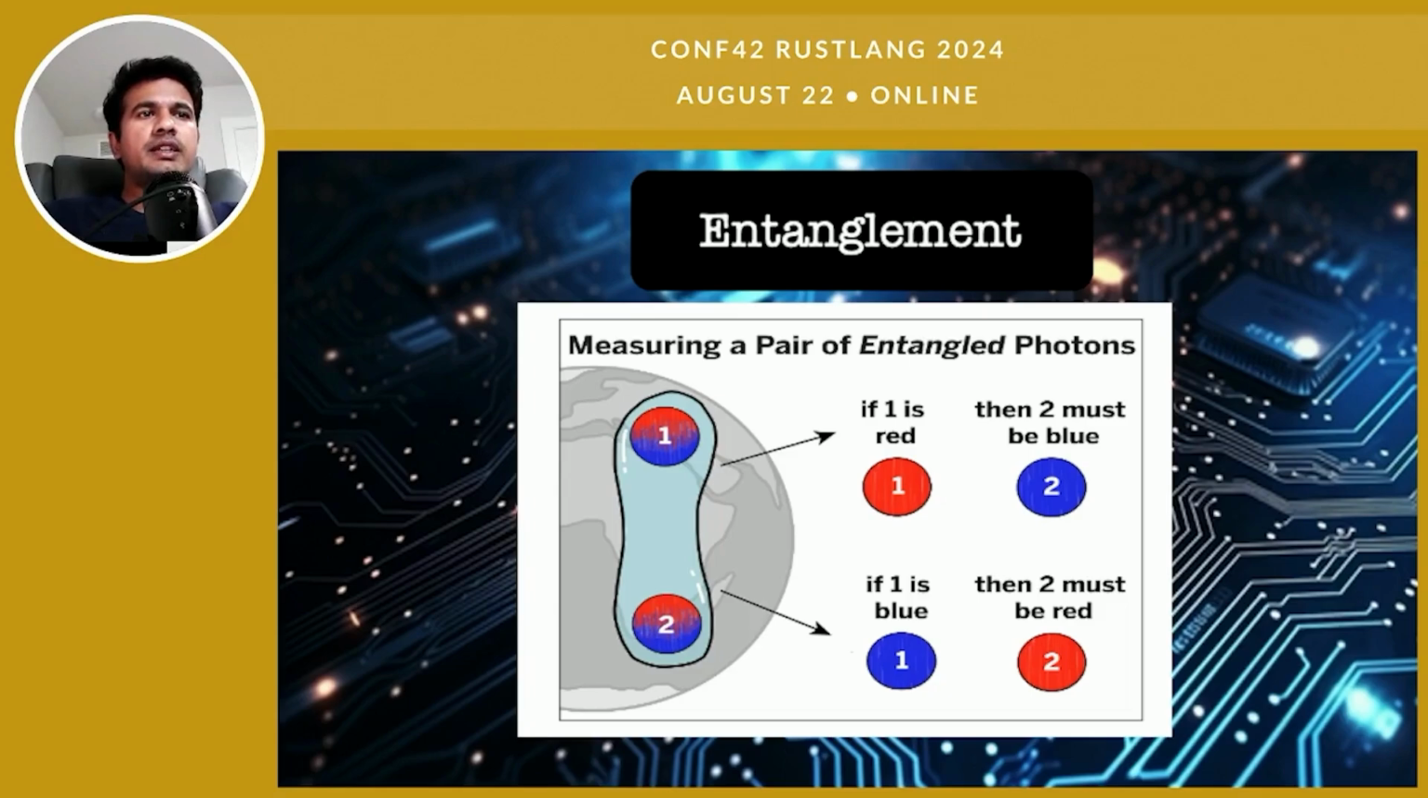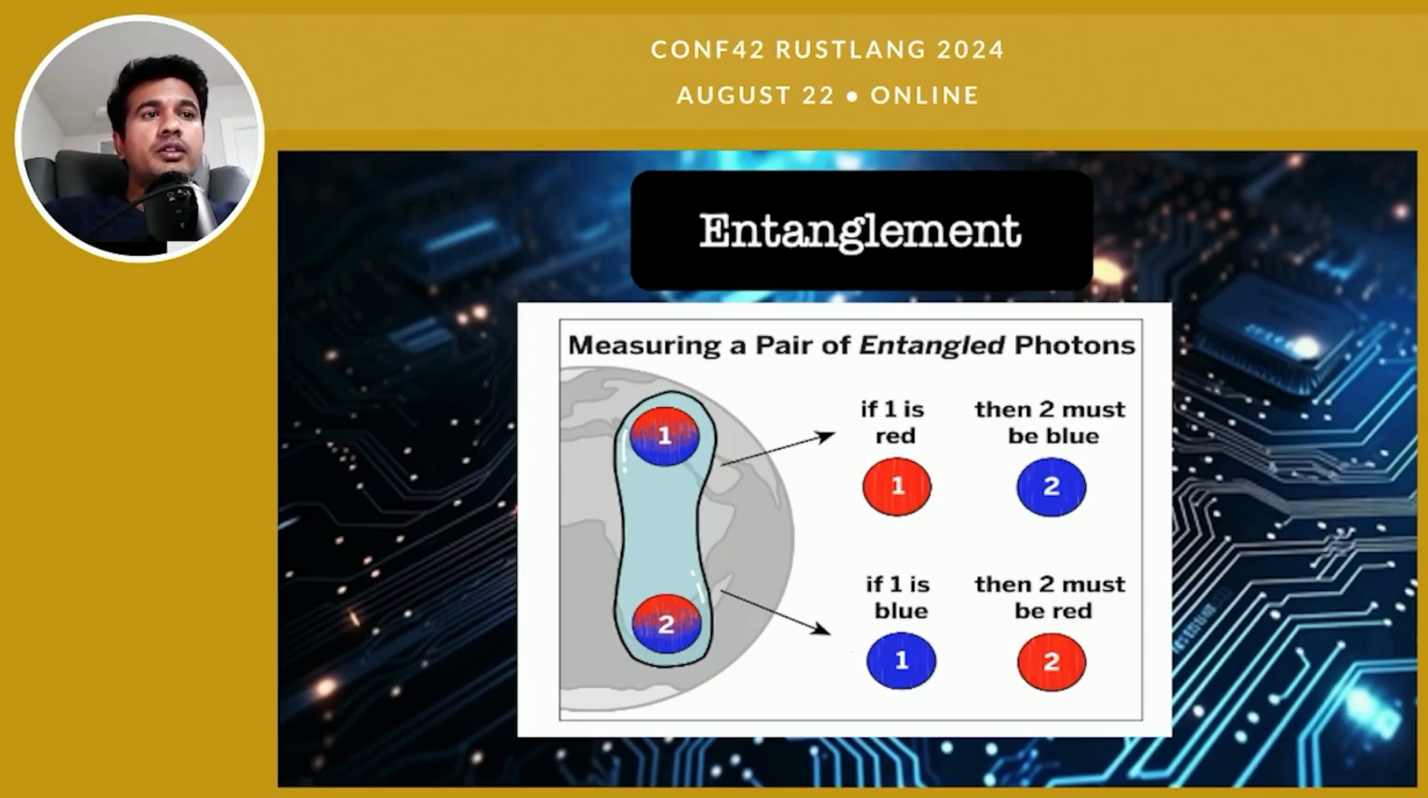And quantum state independence is another key feature, where the overall quantum state of an entangled system cannot be described independently of the state of individual components. Instead, the system must be described as a whole with a shared quantum state.